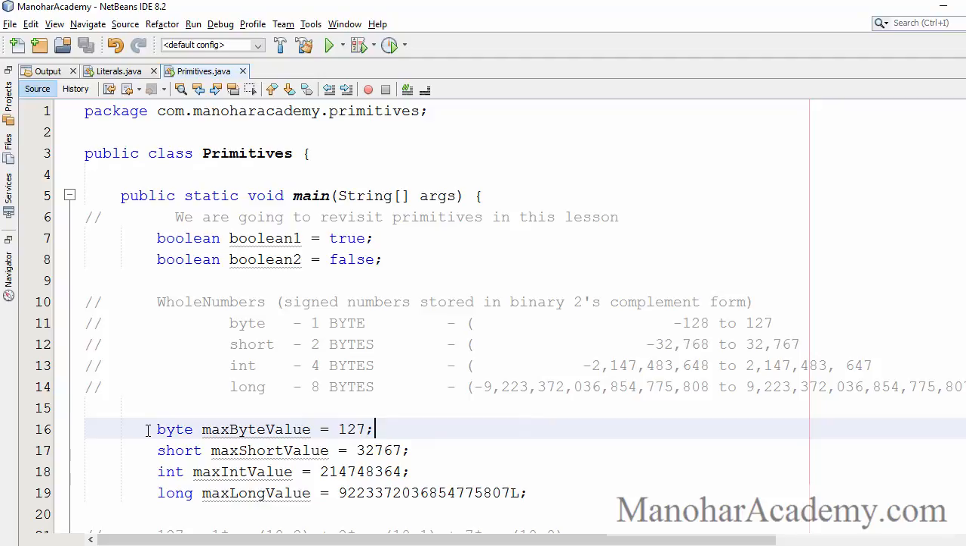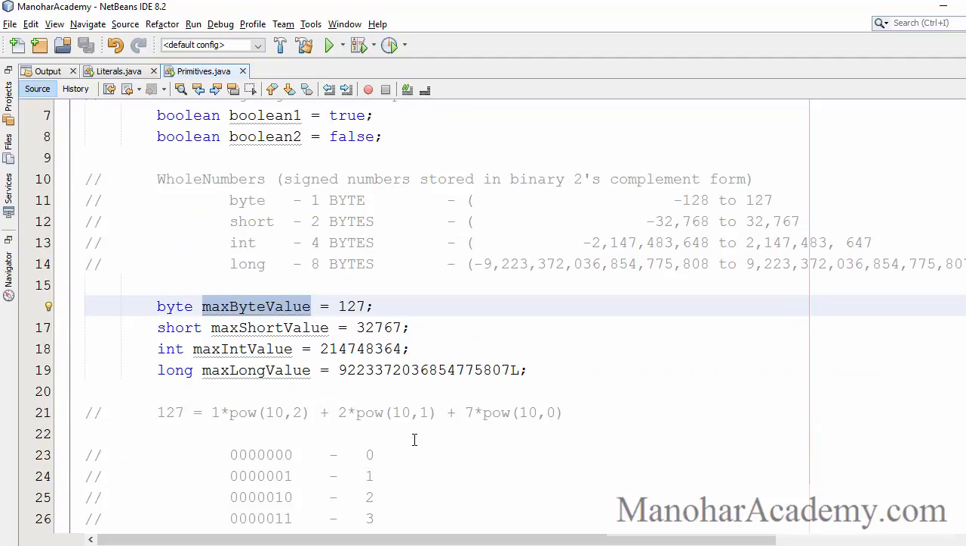Here, I have created a byte variable and I am assigning 127. But in the previous lesson, did I say we have a byte literal? I did not say that, right? We don't have a byte literal. We have an integer literal. So this is an integer actually, not a byte. 127 is an integer. But because the compiler knows that byte can hold 127, it is allowing us to assign 127 to this byte variable.